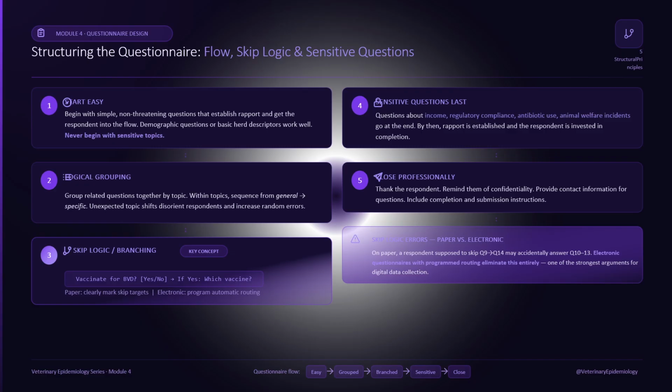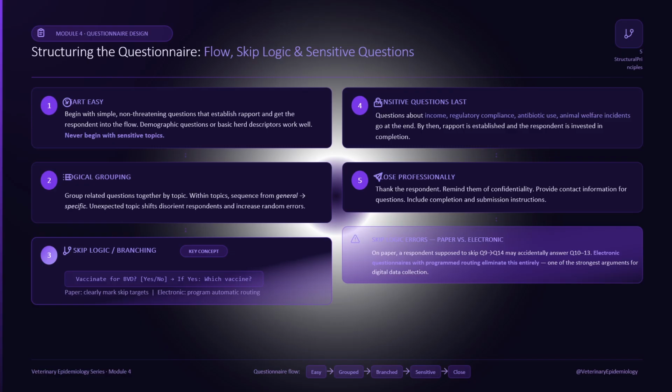Skip logic, also called branching, is essential when questions only apply to some respondents. If someone answers no to vaccine use, route them straight past the follow-up questions on vaccine type and schedule. On paper, this is fragile. A respondent told to skip from question 9 to question 14 may accidentally answer question 10 through 13, which is one of the strongest arguments for electronic data collection with programmed routing.